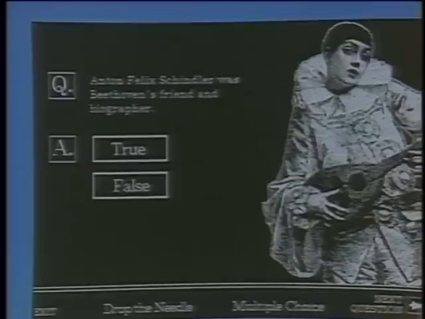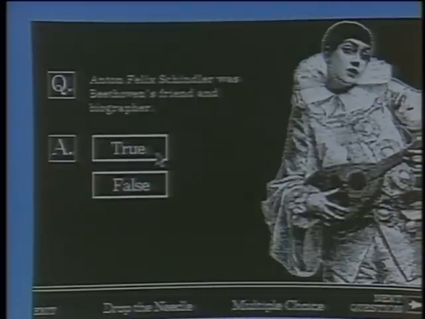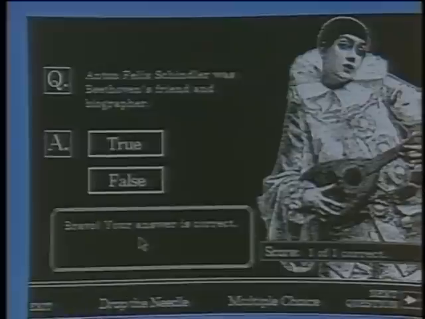Right. Okay, here's your first question. Schindler was Beethoven's friend and biographer. True or false? You got a 50-50 shot on this. Oh boy, well, I go for true. You go for true. Let's see. I pick heads, as I always do. All right. Bravo, your answer is correct. All right. There's several hundred questions. Yeah, but we are out of time.